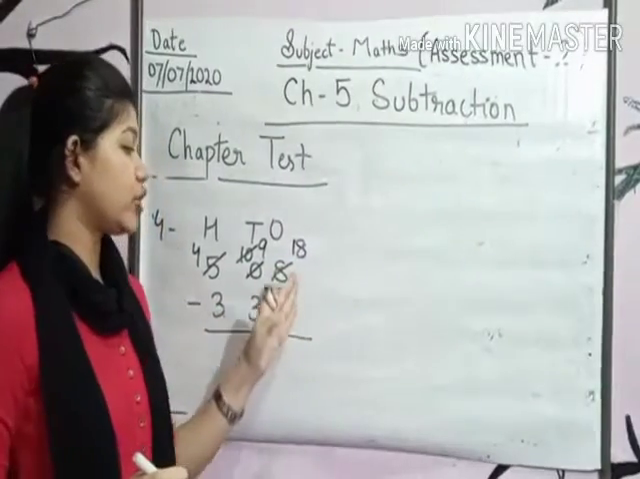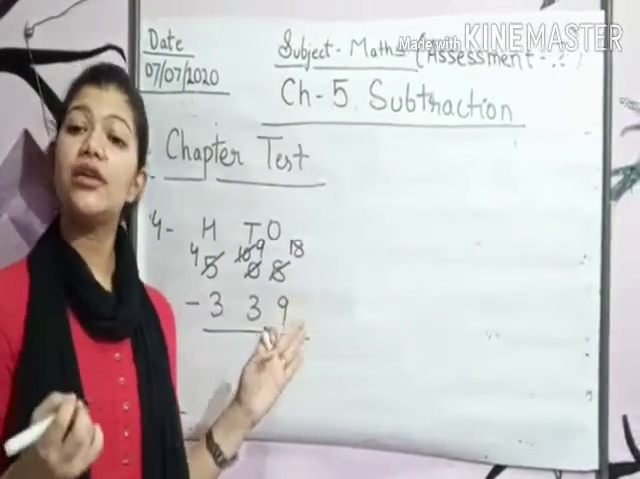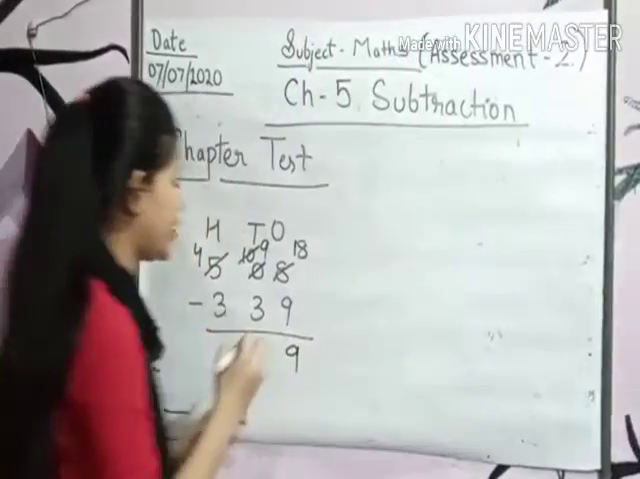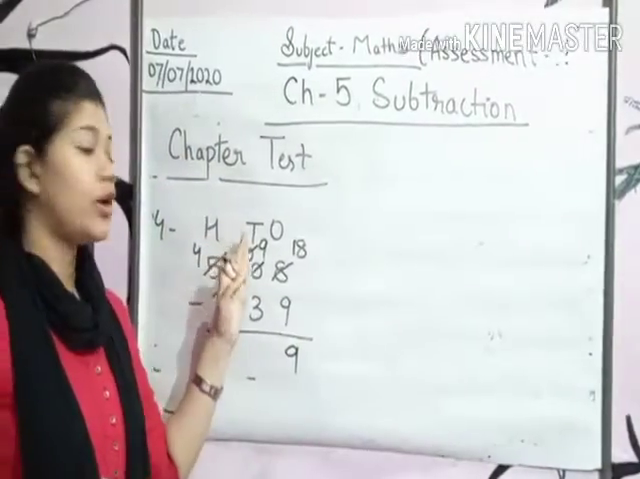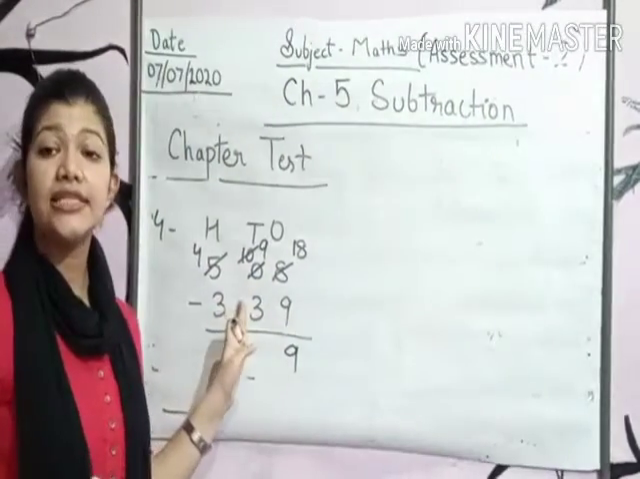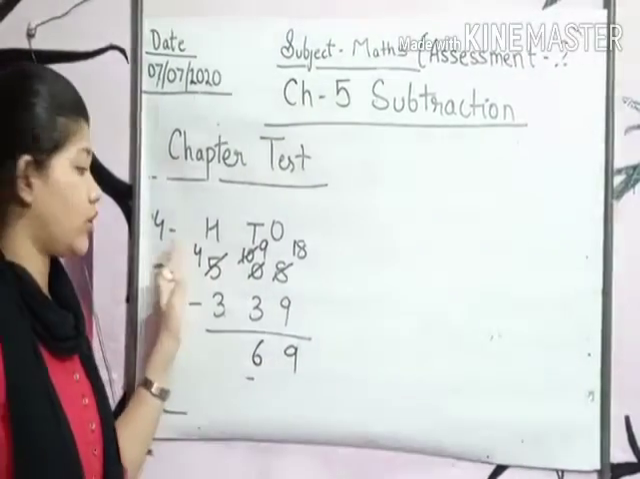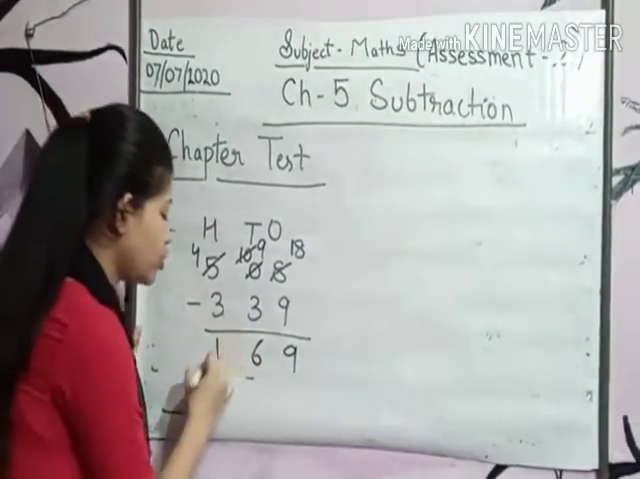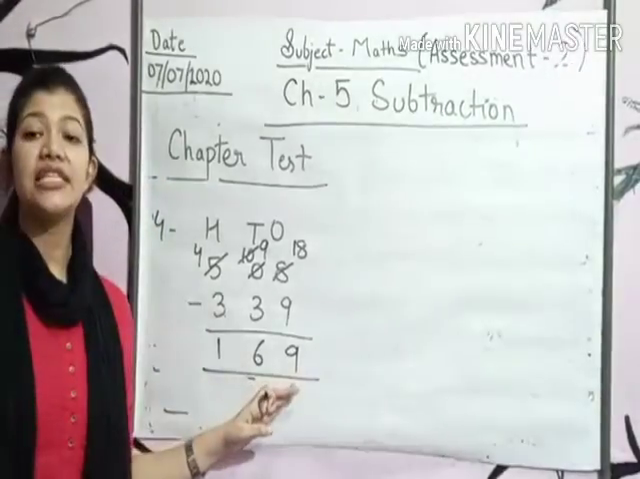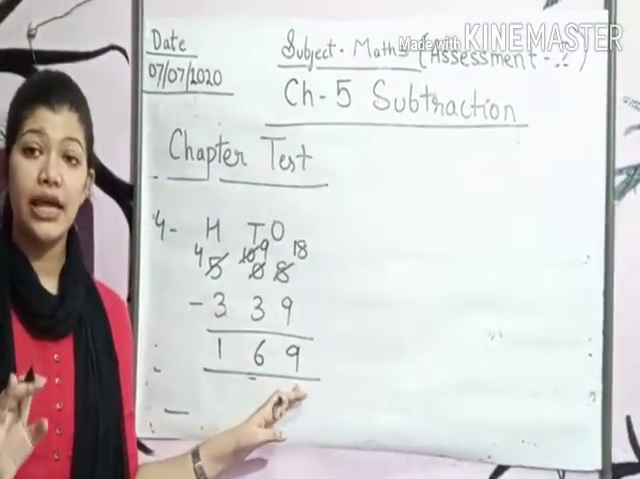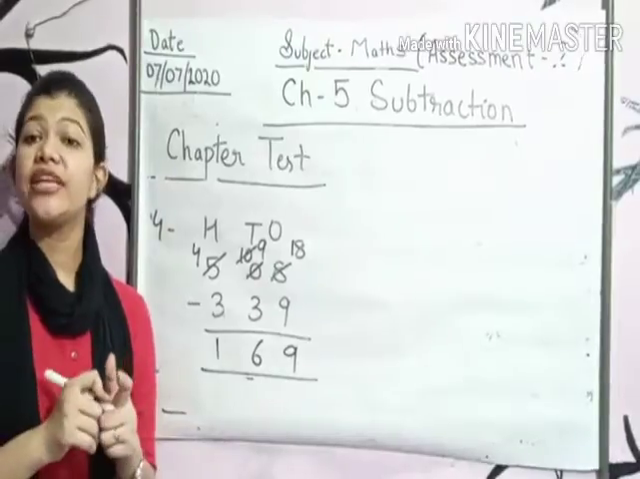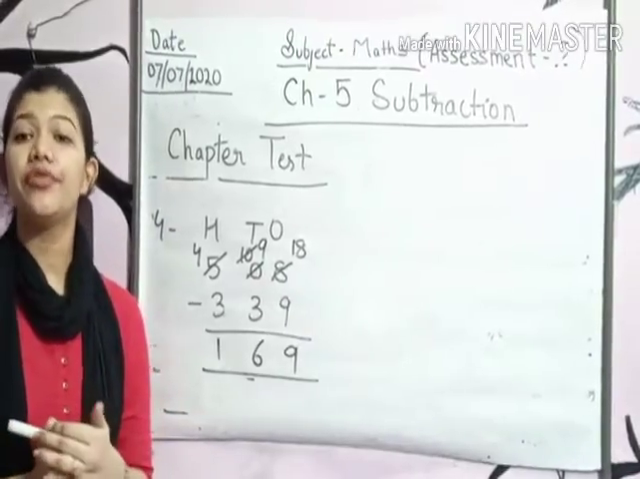18 minus 9 is equal to 9. So we will write 9. Let's come to tens column. 9 minus 3 is equal to 6. So we will write 6. Let's come to hundreds column. 4 minus 3 is equal to 1. So what we got as answer? 169. Now this question is not asking you difference.